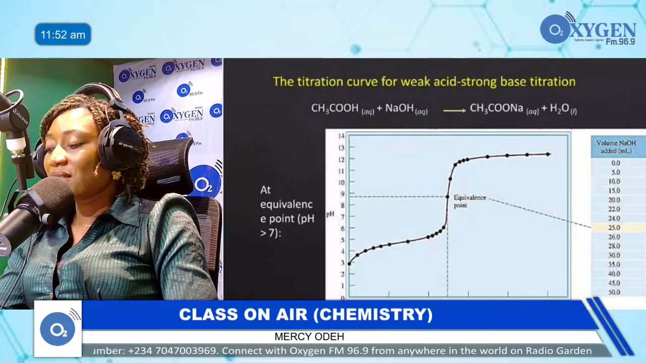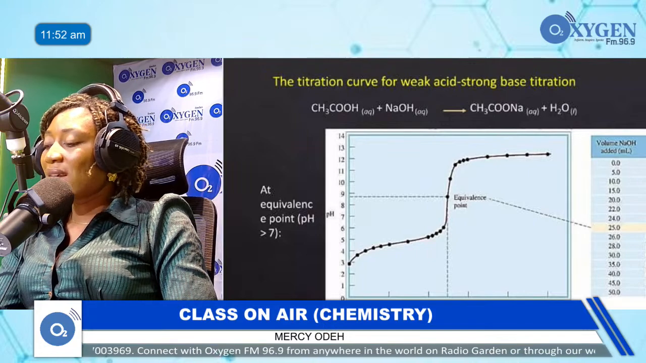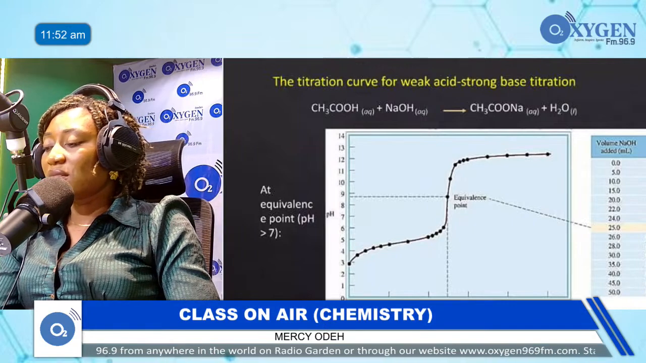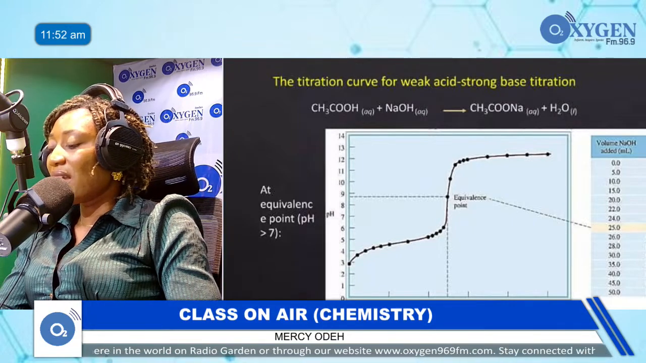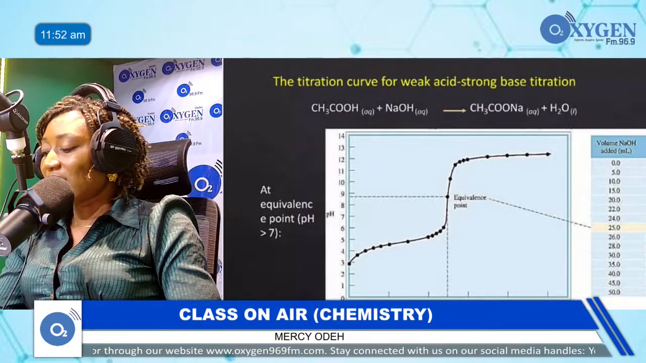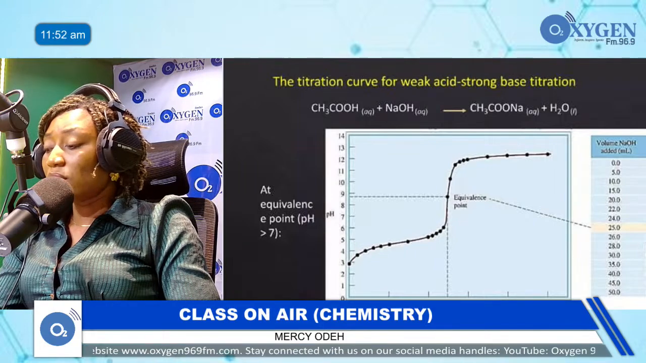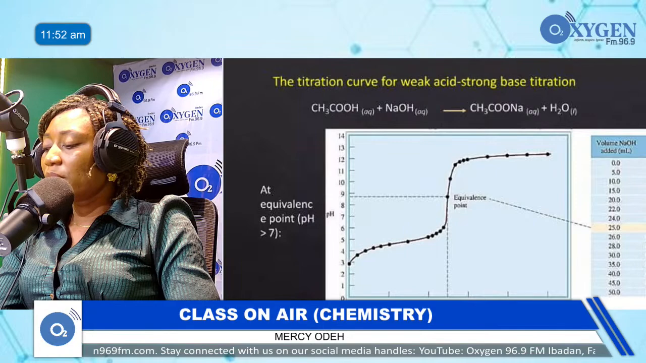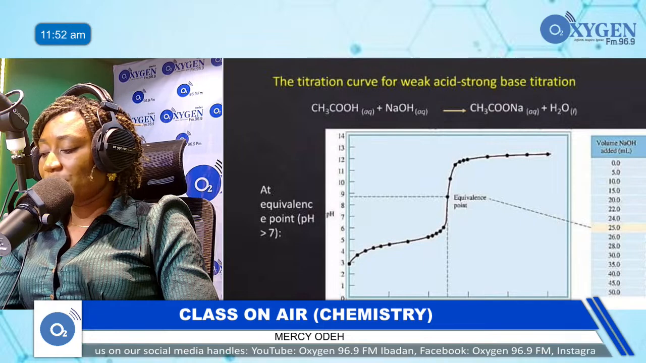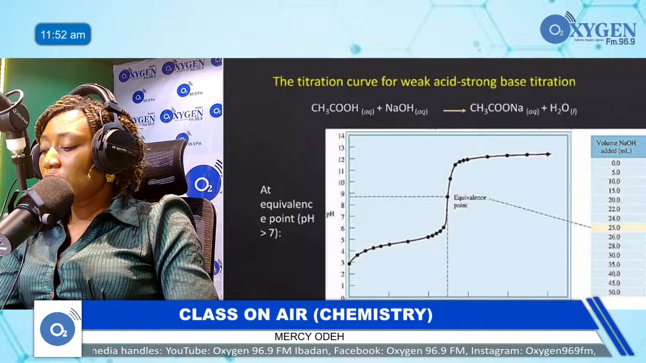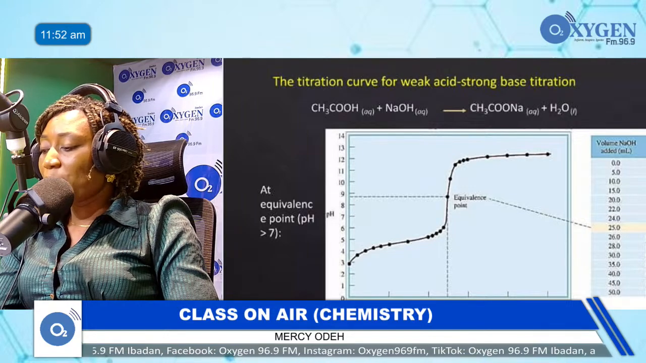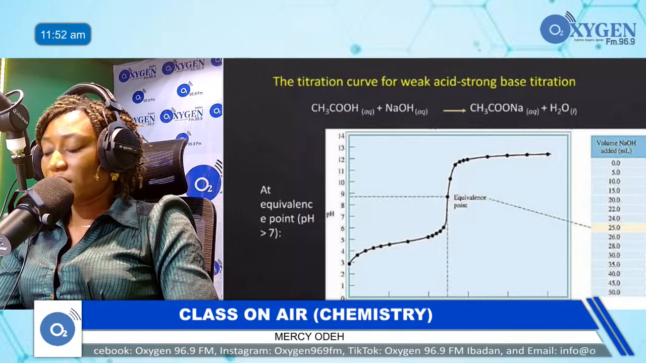Almost at 9.0. So when you are carrying out a titration, I told you that the titration curve is a plot of what? A plot of pH range against the volume of titrant added. When you look at it very well, you will discover that the equivalence point is at almost 9.0. When it got to 6.0, it moved sharply to 10.5 before it curved.